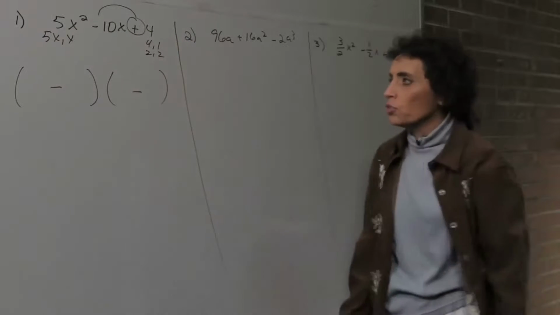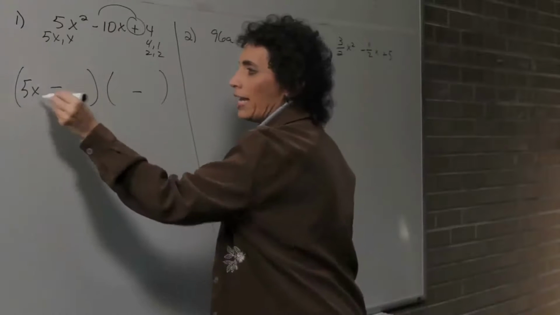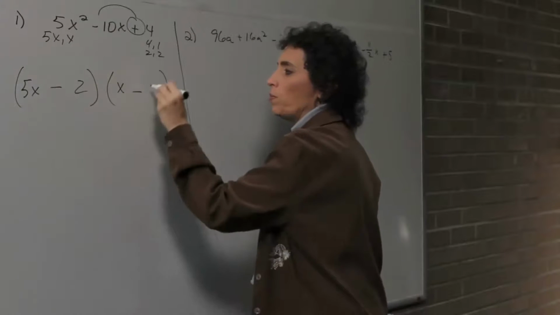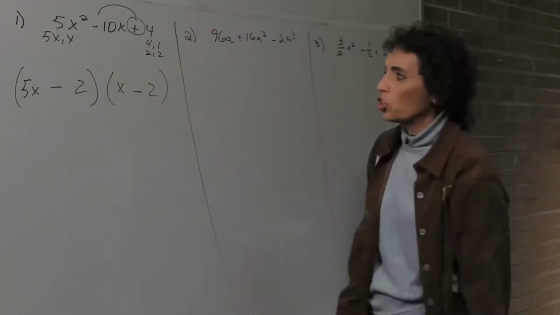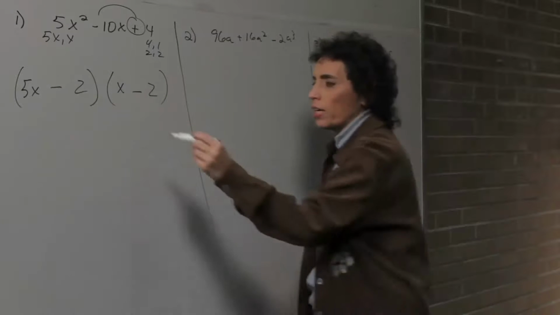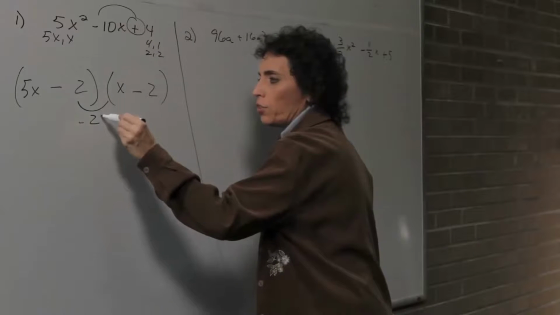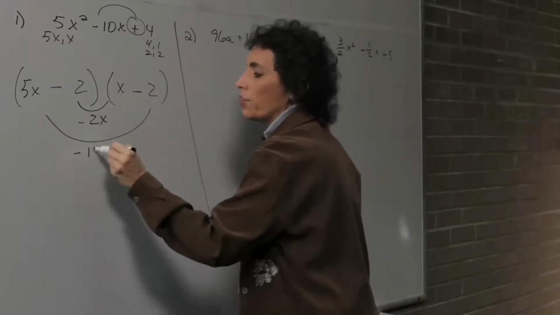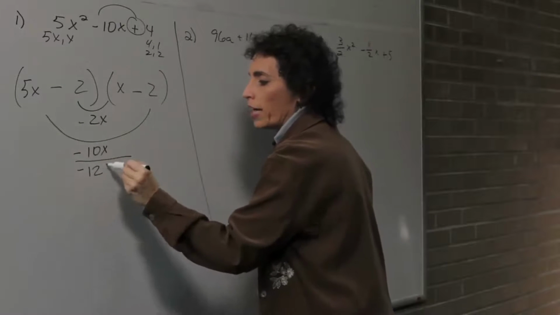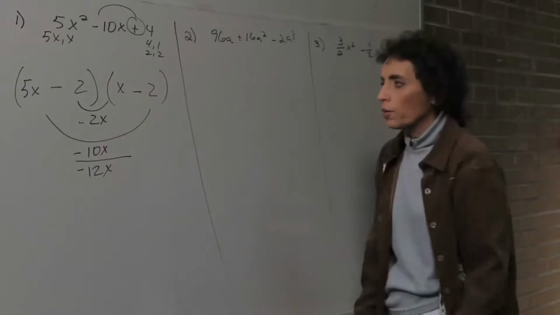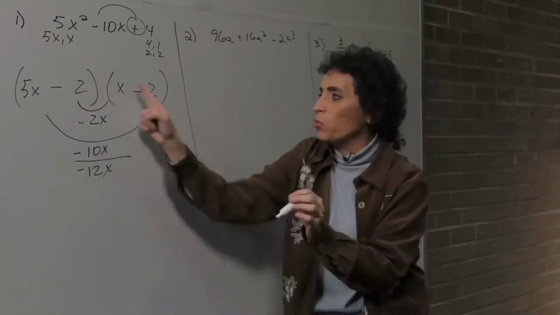Are you ready? So we're going to try 5x and x. I'm going to try 2 and 2 because they're the closest. I'm going to check my middle term now. Negative 2x, negative 10x. That's negative 12x. That is a no-go. Okay, so it wouldn't make sense for me to just move these over.